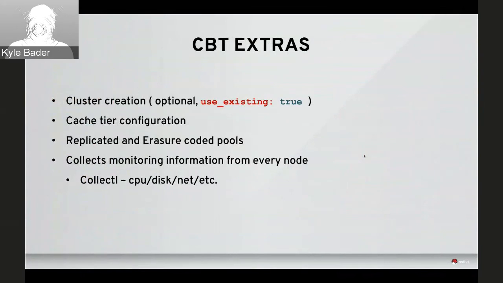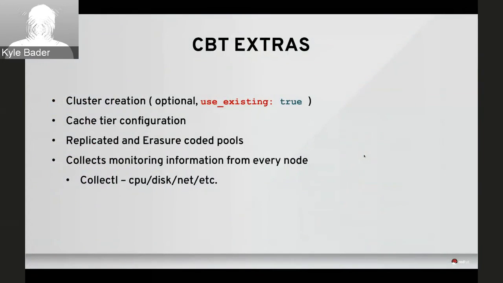And because of that, it's evolved a couple different functionalities. It can test cache tier configurations. When we added the cache tier code into the upstream code base, in I think Firefly, CBT was extended to be able to test cache tiering so that we could get an idea of the performance for different sorts of configurations and really analyze how well the cache tiering algorithms were working. It supports replicated and erasure coded pools, so you can test both. Obviously, you'll only be able to use erasure coded pools for the object type testing, but it's supported by CBT.